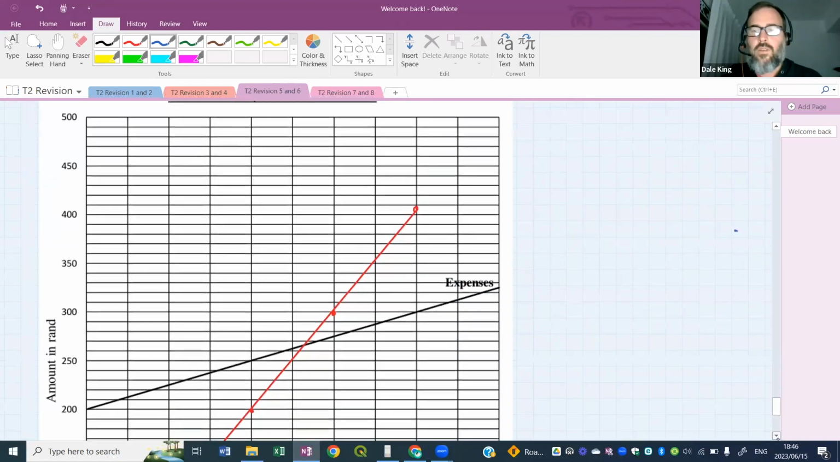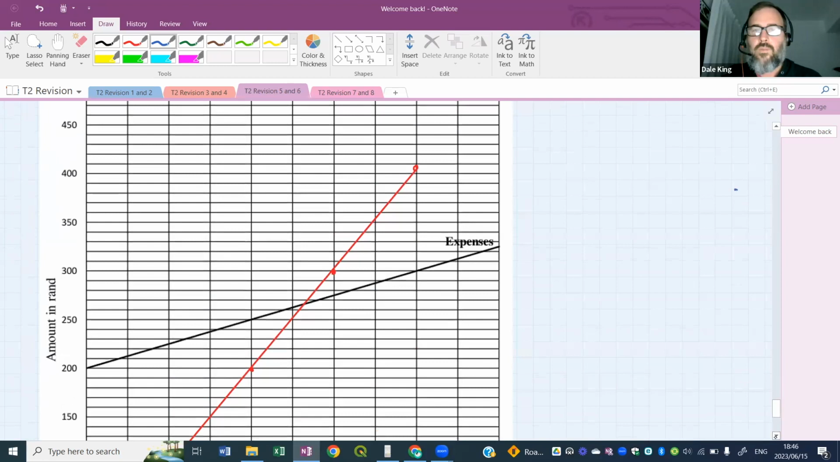Does it mean that it only comes to when it comes to expenses? Is that the only time that this actually happens in the graph? No, it's a good question.